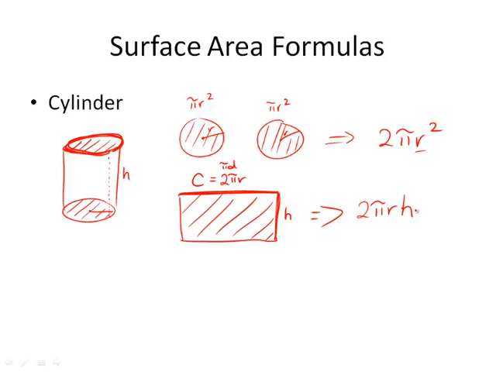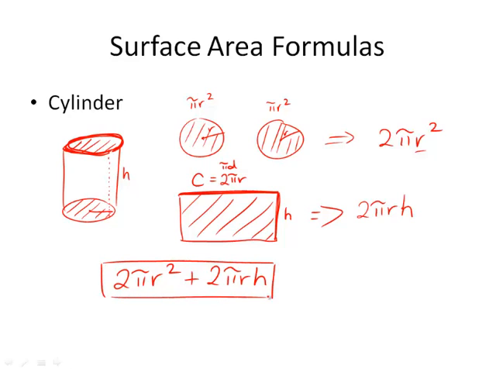So let's put all those parts together, and that gives us our formula. So we've got 2 pi r squared for the two circles, and the circumference, 2 pi r, times the height. And there's our surface area formula for a cylinder.